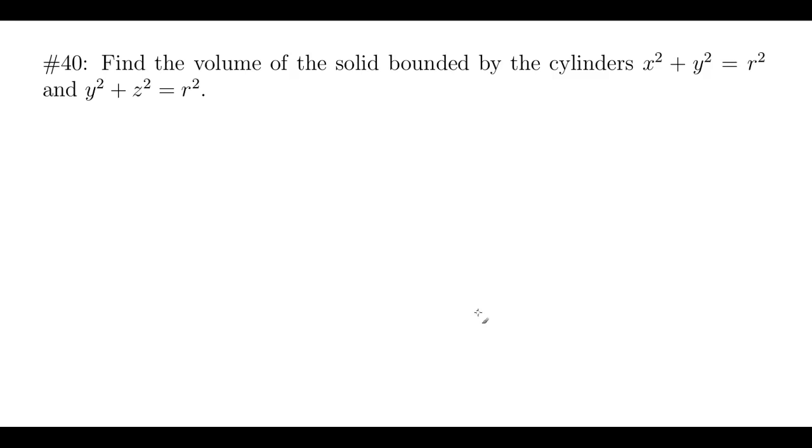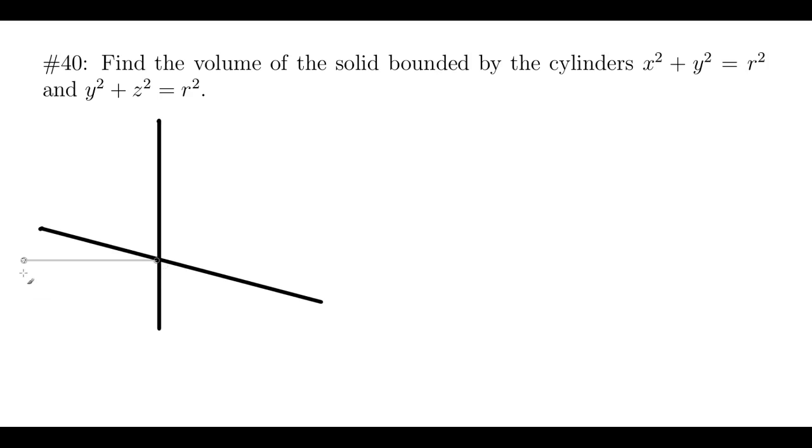In exercise number 40, we are asked to find the volume of the solid bounded by the cylinders x squared plus y squared equals r squared, and y squared plus z squared equals r squared. If we think very roughly, and this is going to be an extremely crude drawing, I usually have a great deal of difficulty figuring out how to draw this thing. So let's just do a crude estimate here.